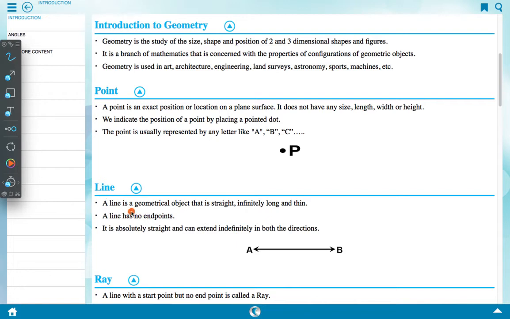Line. A line is a geometrical object that is straight, infinitely long, and thin. A line has no endpoint. It is absolutely straight and can extend infinitely in both directions.